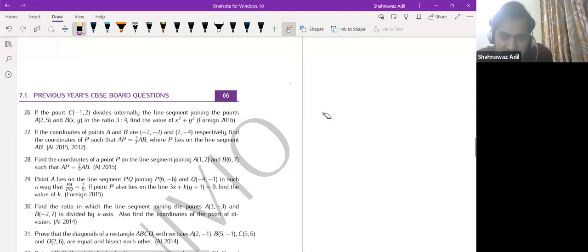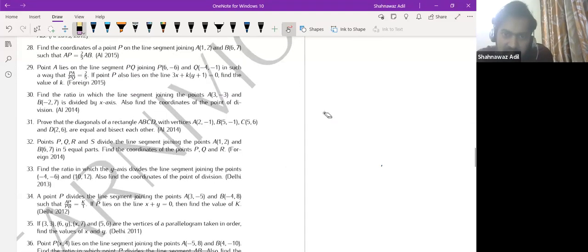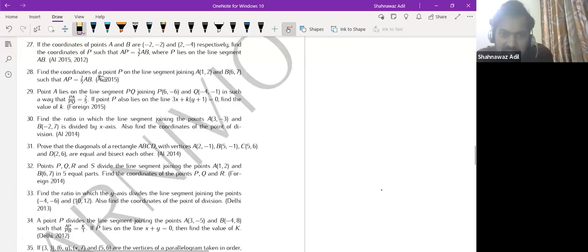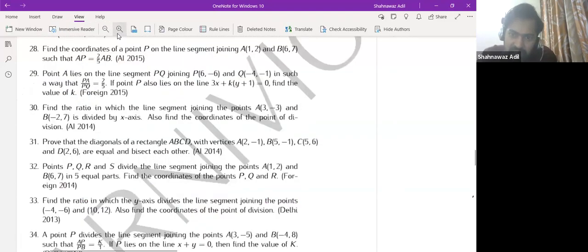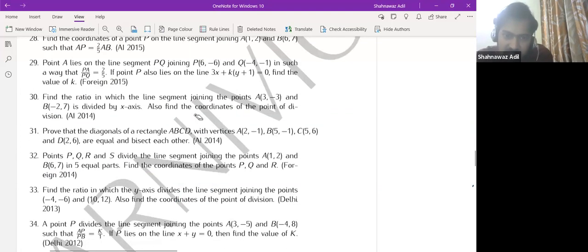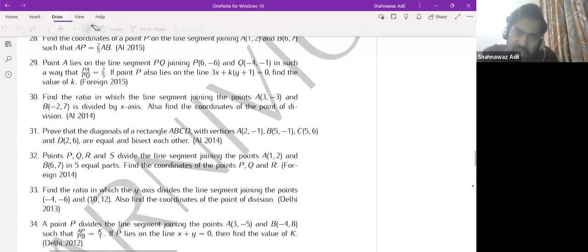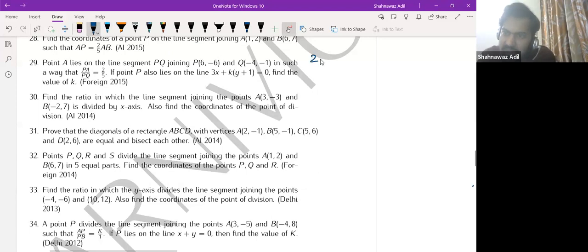Now, if you see this question, this is the same question, AB by A by 5. But there is another piece of information they have given, that this lies on the line. Please try this question, then you will understand. Please try this 29th problem and tell me what answer you have.